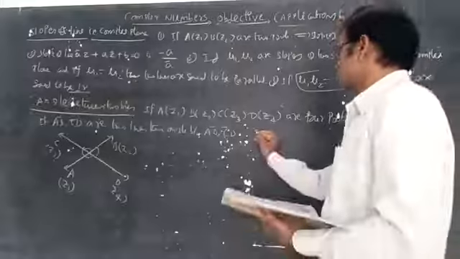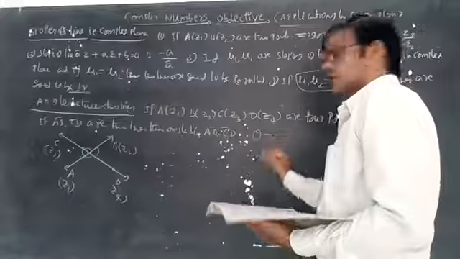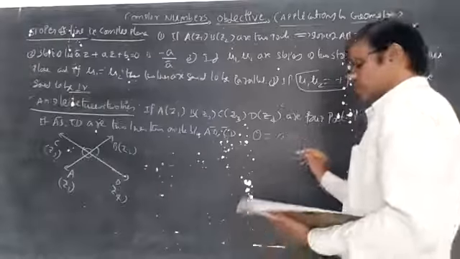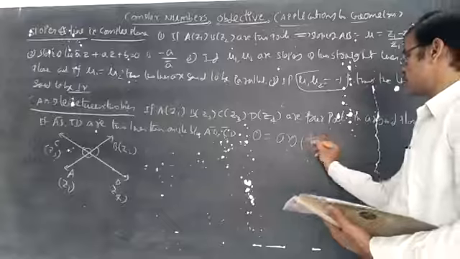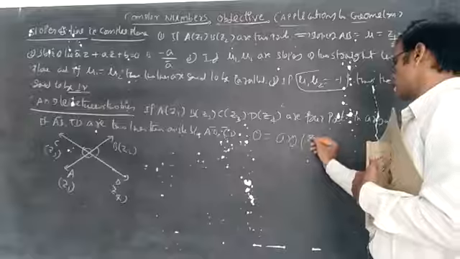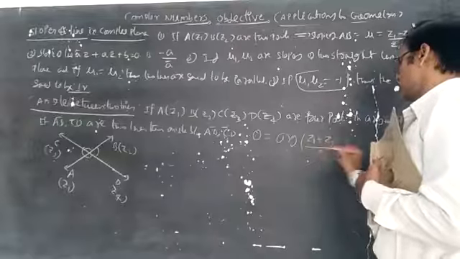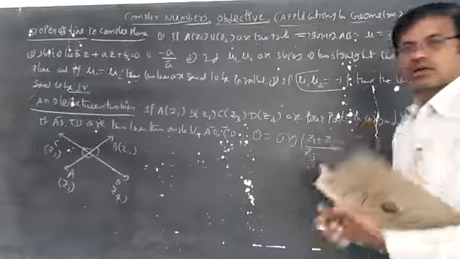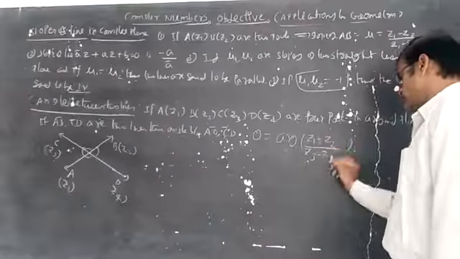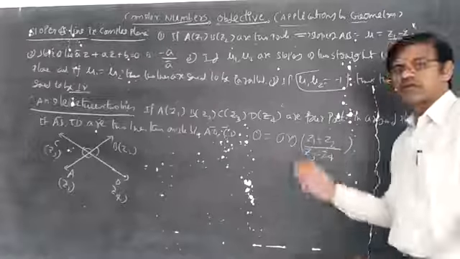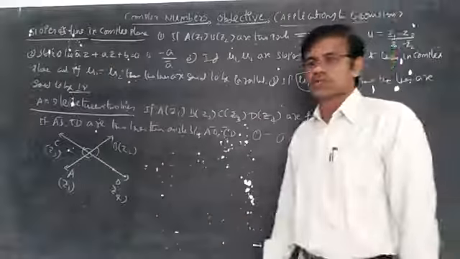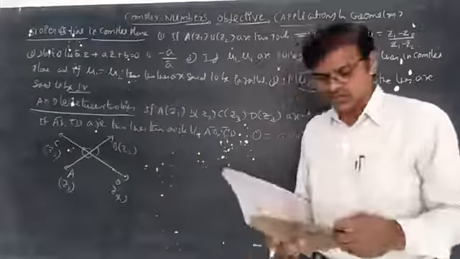For AB and CD, the angle theta is mentioned as the argument. The argument depends upon the slope. Of course, slope concept is (y2 minus y1) by (x2 minus x1). Here the argument of (Z1 minus Z2) by (Z3 minus Z4), the ratio of the differences of the complex numbers, is nothing but the angle between the two intersecting straight lines.